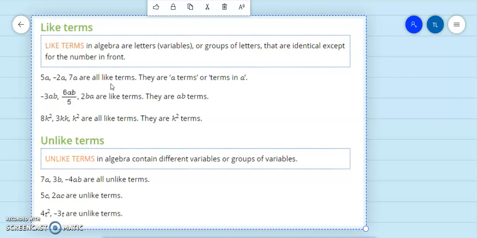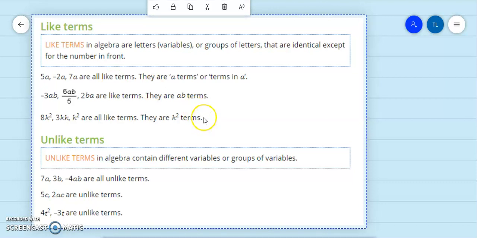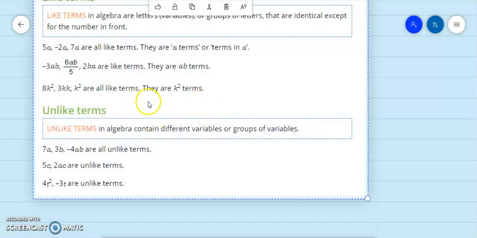5a means 5 times a. Negative 2a is negative 2 times a. So the variables are the same, so they are like terms. So we can simplify the like terms. Negative 3ab, 6ab over 5, 2ba are like terms. Don't forget, ba is the same as ab, but we should write ab rather than ba.